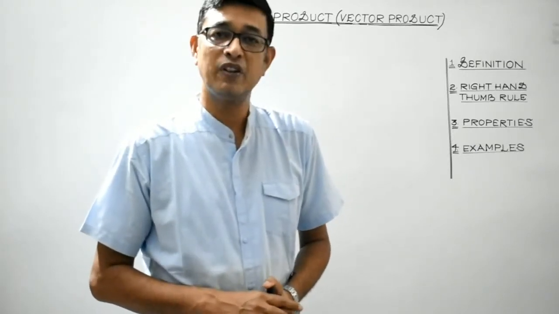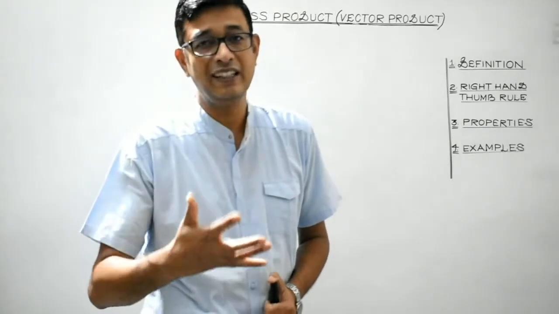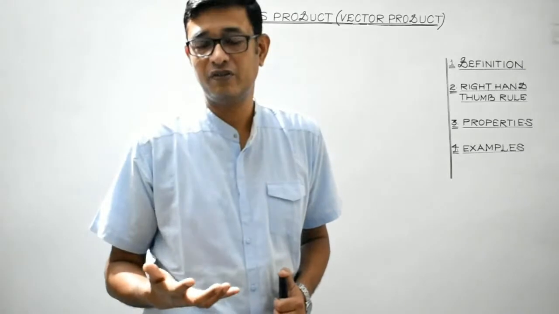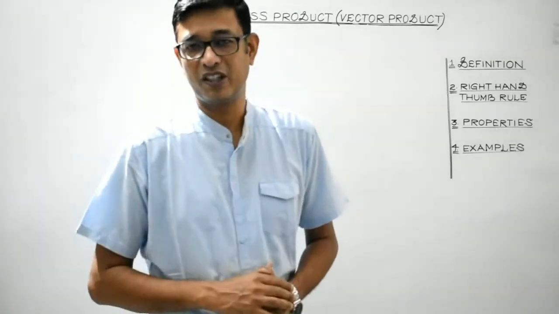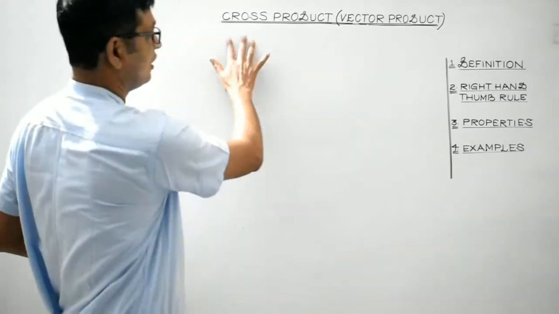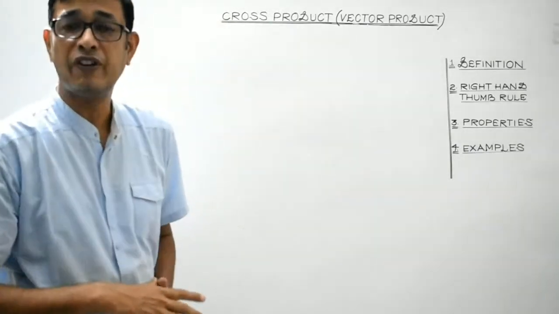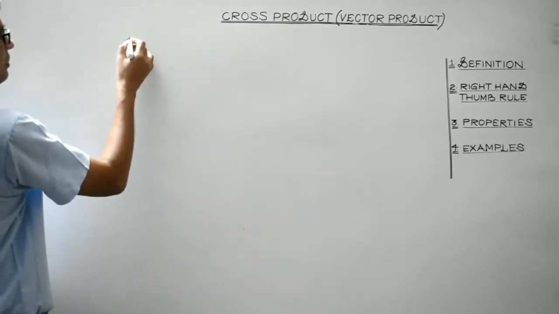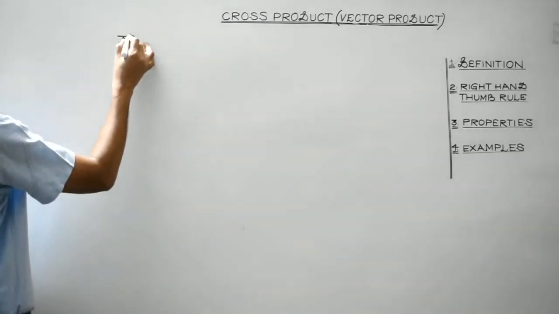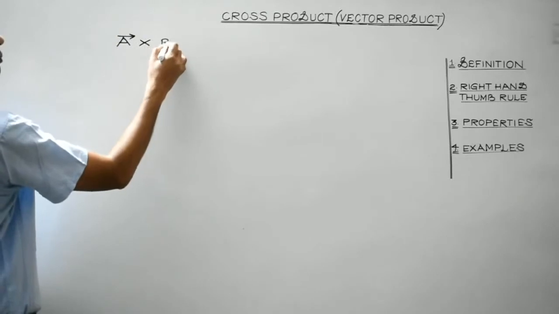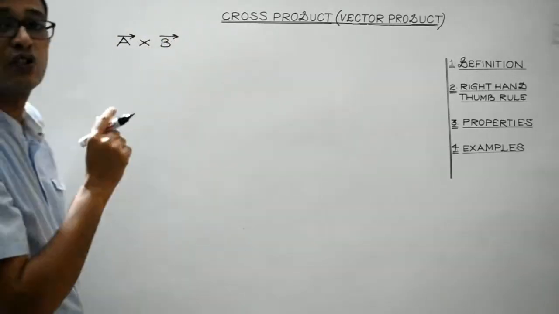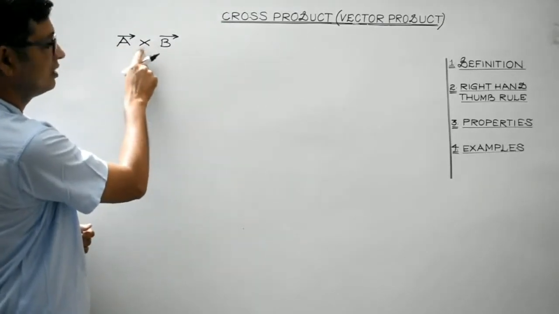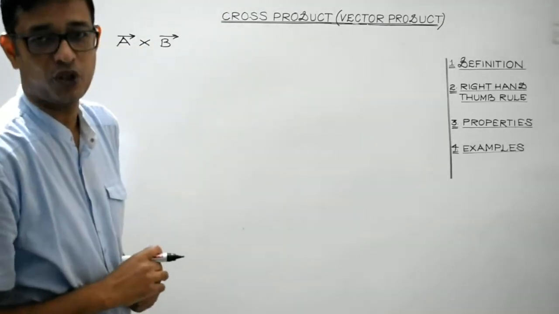In the previous lecture, we discussed dot product or scalar product. Now it's time to discuss the cross product, which is also known as the vector product. So first we'll discuss its definition. How to define the cross product? The cross product of any two vectors A and B is represented like this: A vector cross B vector. This is the cross product or vector product.